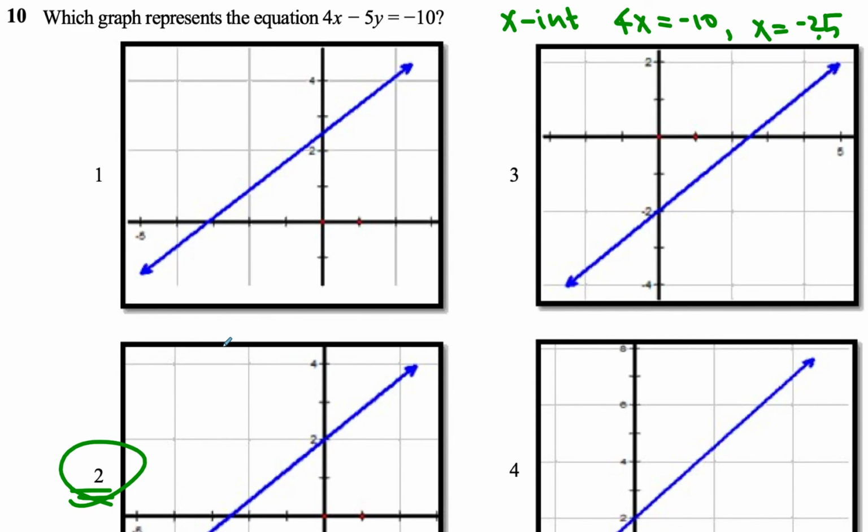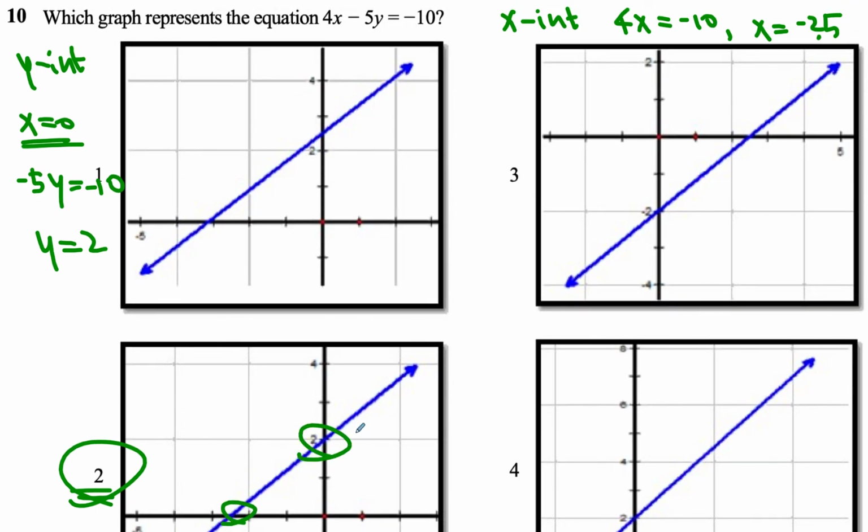But let's try to figure out the y-intercept. How do you find the y-intercept? The y-intercept is when x is equal to 0. So that means negative 5y equals negative 10. When you divide by negative 5, y equals 2. So negative 2.5 and 2 match up. All right, so choice 2 becomes the answer.